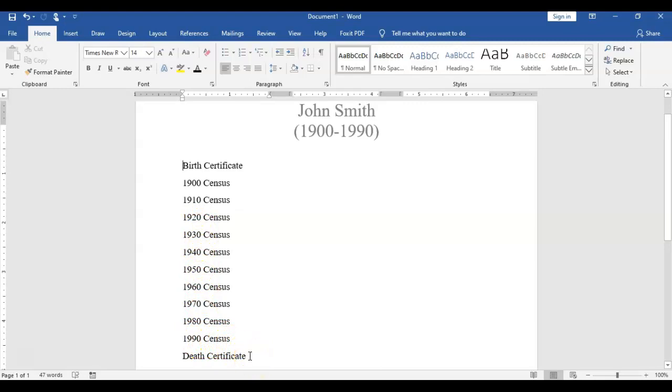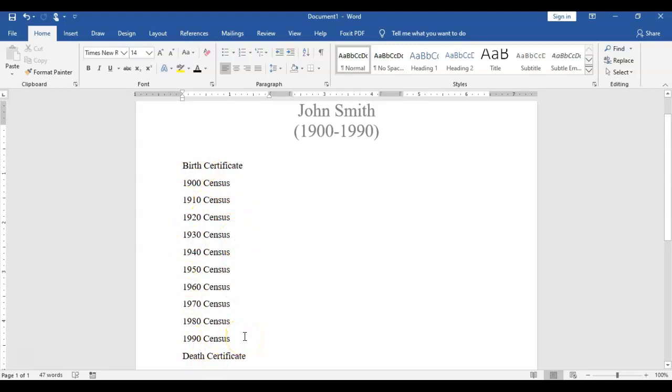Once he has passed away, he will have a death certificate as well. This just certifies that he is a deceased person, the date, the place, and I believe some witnesses as well that prove that he is deceased. So all of these together is what we're looking for.